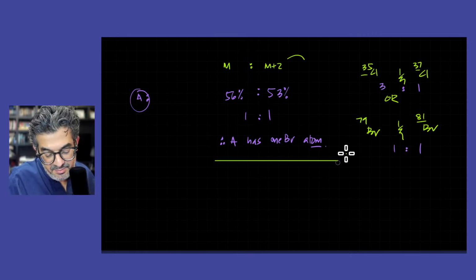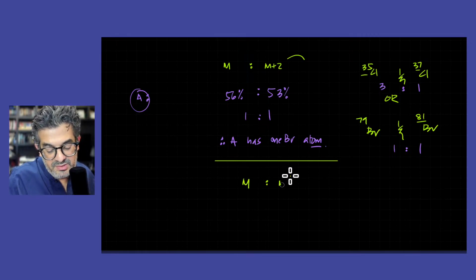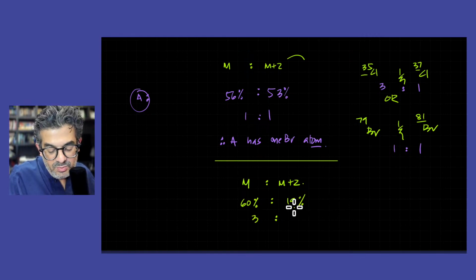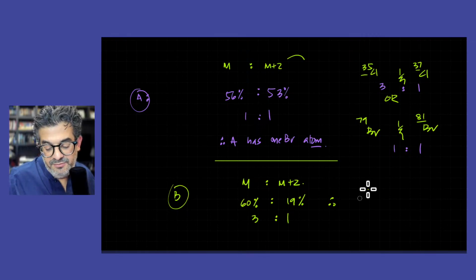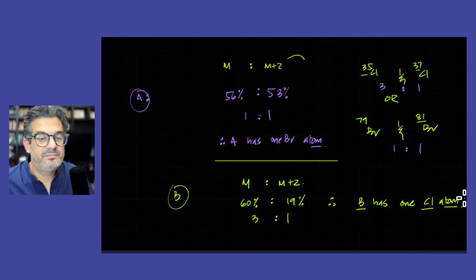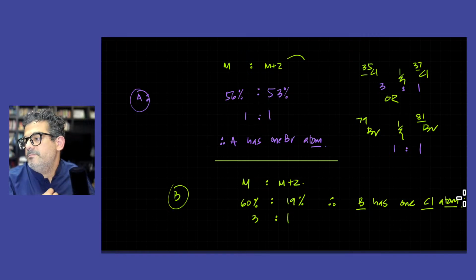And if somebody says, I got M and M+2 in this molecule, but my ratio is 60% to 19%, which by rough math is about 3:1, or 35 to 37. Let's call this molecule Bravo. Therefore, the molecule Bravo has one chlorine atom. That's what we have.